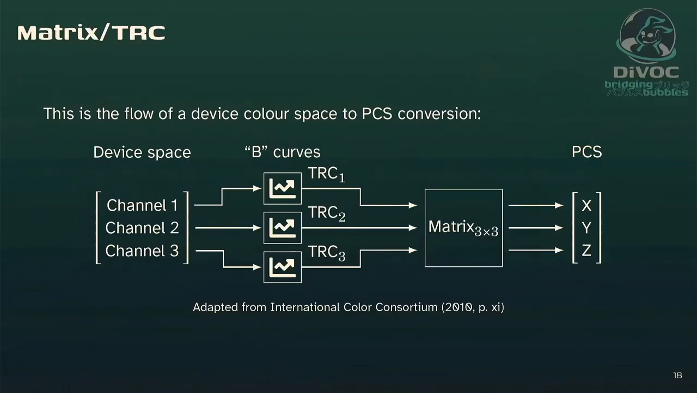This is the flow of a device color space to PCS conversion on the matrix plus TRC. You start from the device space. You apply the tone response curve to linearize these channel values. And finally, you apply the matrix to convert from your device space to PCS.